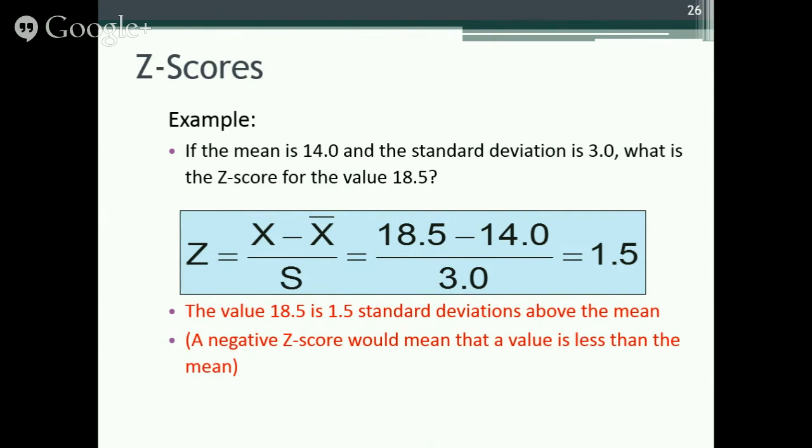And a z-score is essentially number of standard deviations. So a value of 18.5 has a z-score of 1.5. A value of 18.5 is 1.5 standard deviations above the mean. And again, as we mentioned previously, a negative z-score or negative standard deviations would mean that a value is less than the mean. Okay? This is fairly straightforward. What this essentially allows us to do is to compare different values of data in standardized deviation terms.